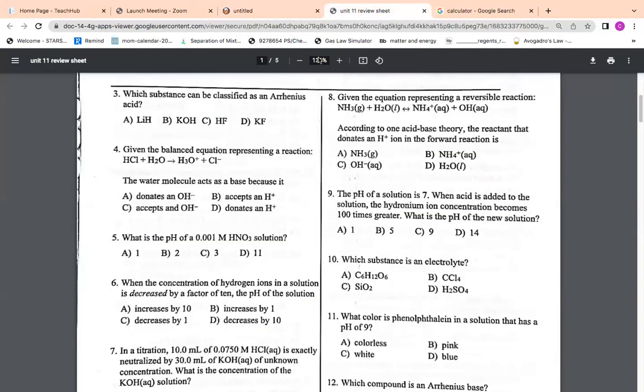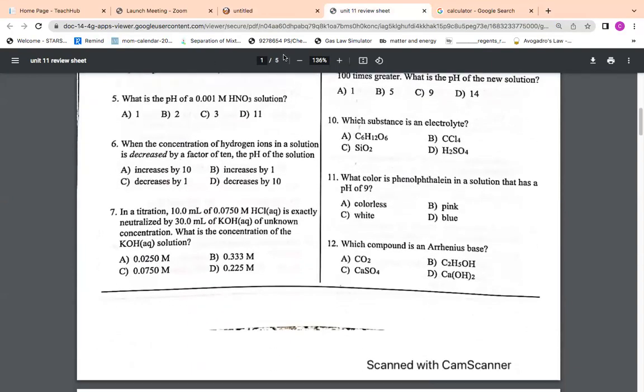Where were we? Sorry. Okay. So yes, pink.